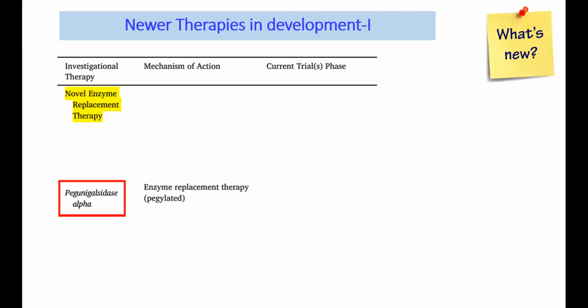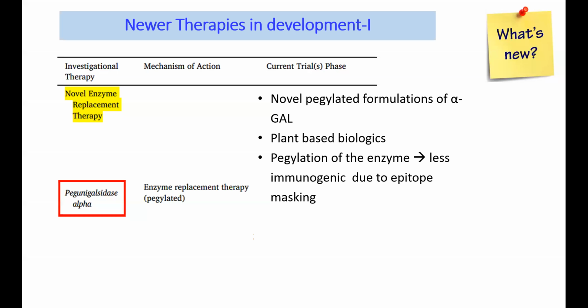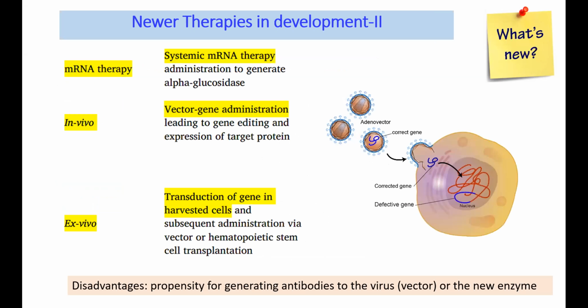Now, there are certain neurotherapies in development. The first of these is the novel enzyme replacement therapy in the form of pegylated enzyme replacement therapy. This novel pegylated formulation has better pharmacokinetic properties. It is less immunogenic, and it has an increased uptake, therefore more efficacy.